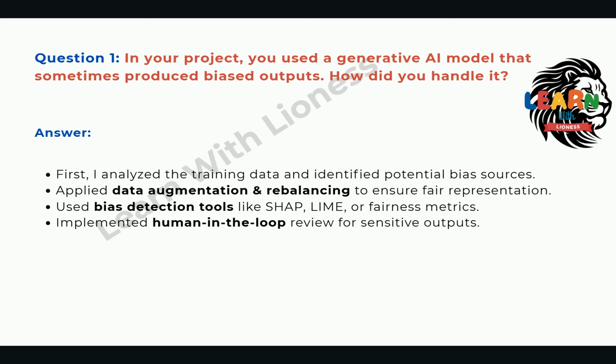Answer. First, I analyzed the training data and identified potential bias sources. Applied data augmentation and rebalancing to ensure fair representation. Used bias detection tools like SHAP, LIME, or fairness metrics. Implemented human-in-the-loop review for sensitive outputs.